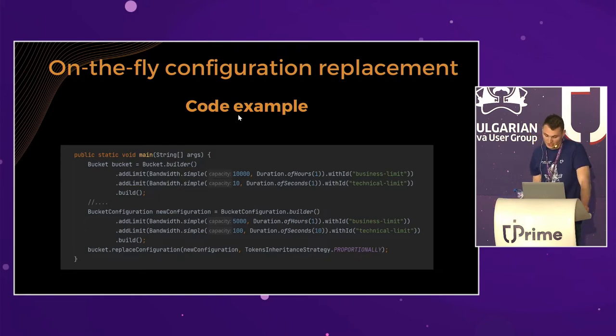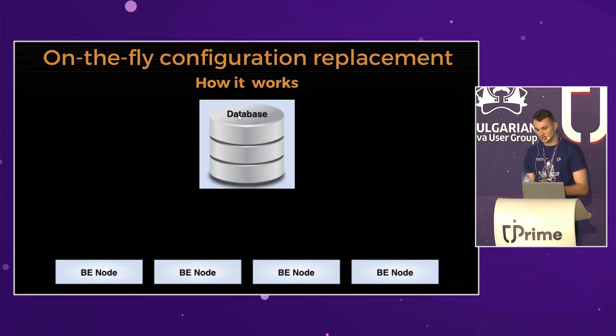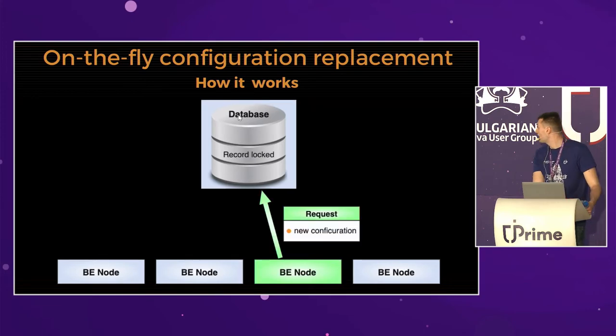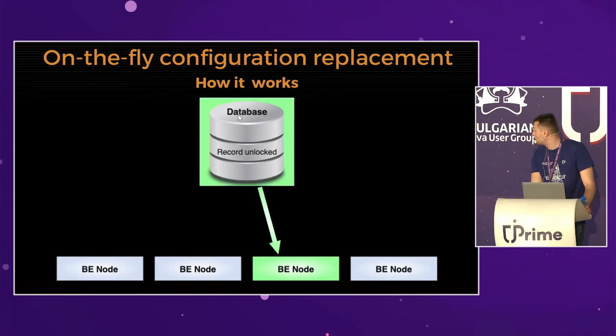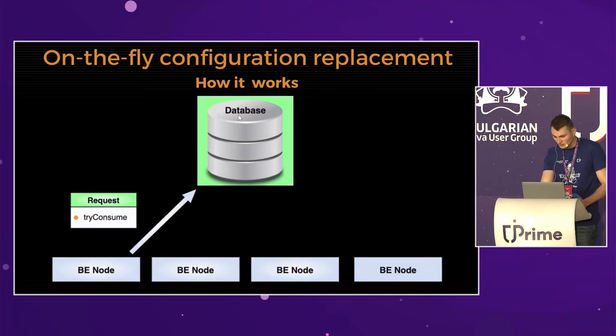So it can be proportionality, additive, as is, or something else. But when we change our limit and configuration on one node, we change this limit everywhere, because, for example, another node cannot try to set a new configuration at the same time. The record is locked, and nobody can access this record until our configuration is refreshed. After that, when the configuration is refreshed, our database stores the new configuration, and each node will work with the new configuration.